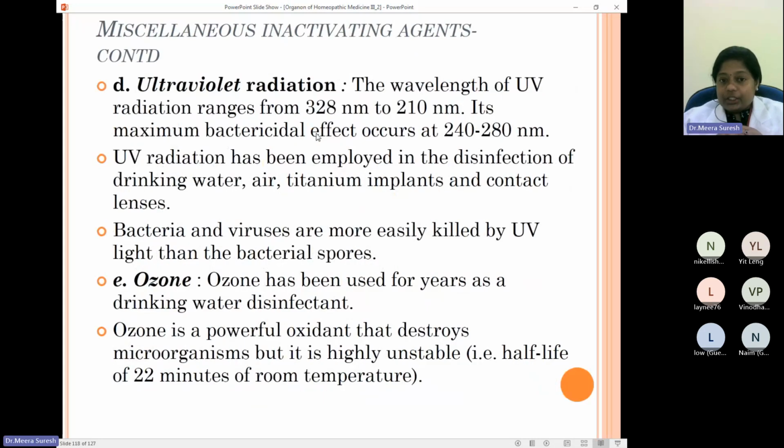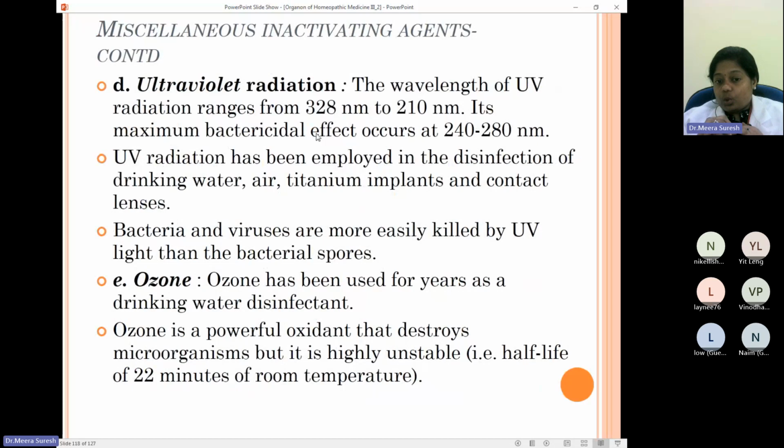Then ultraviolet radiation, which we already saw, like the radiation that is coming from the sun, we know that it is a natural agent. But then for ultraviolet radiation, usually the wavelength is 328 nanometer to 210 nanometer, but the maximum bactericidal effect occurs at 240 to 280 nanometer. And this can be used for disinfection of drinking water, air, titanium implants, and also contact lenses.